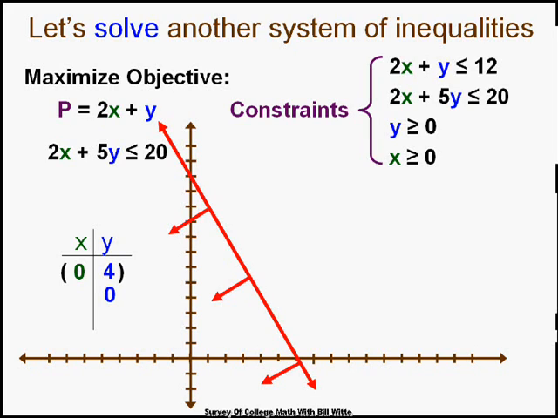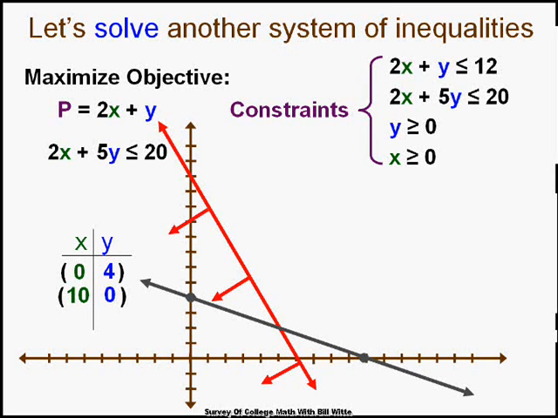If I put a 0 in for x, the y's got to be 4. 5 times 4 is 20. There's the point 0, 4. If I put a 0 in for y, let's see, 2 times 10 is 20. So I get the point 10, 0. Okay, let's draw the line.